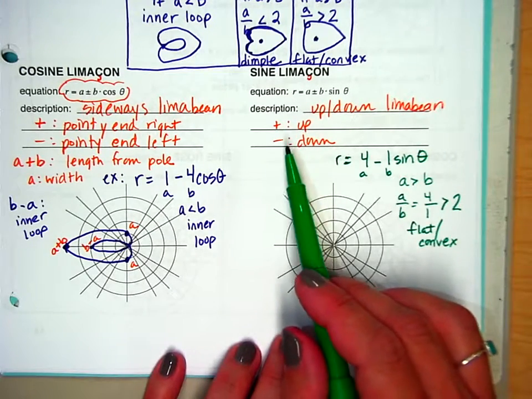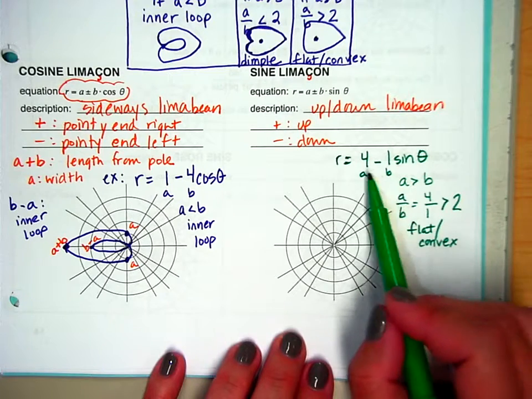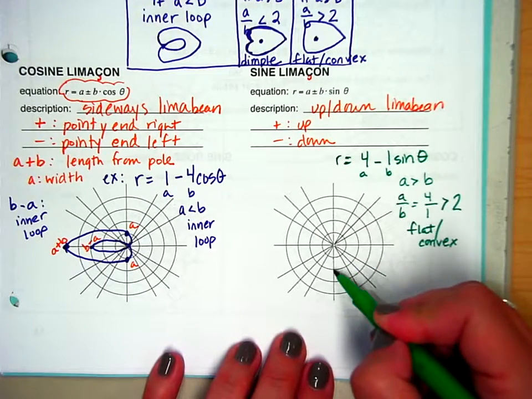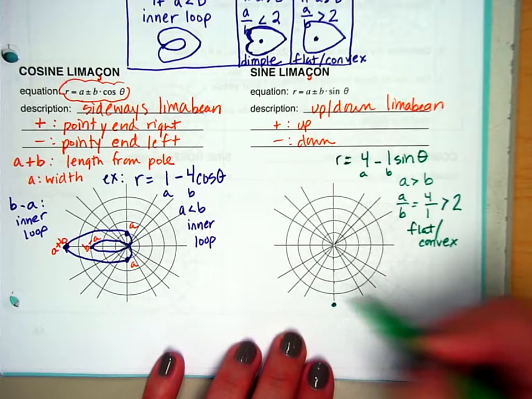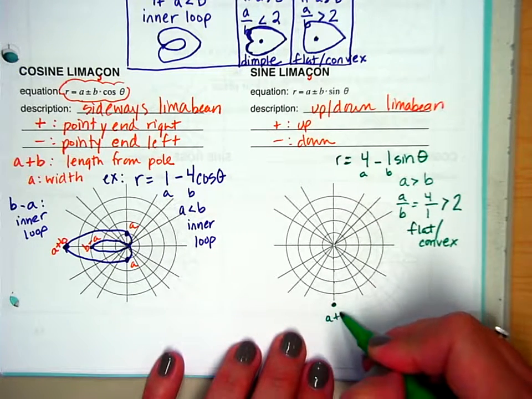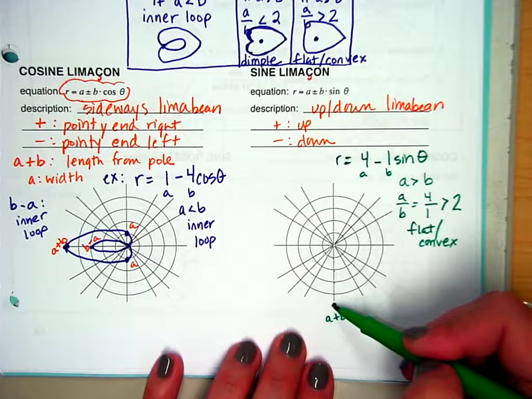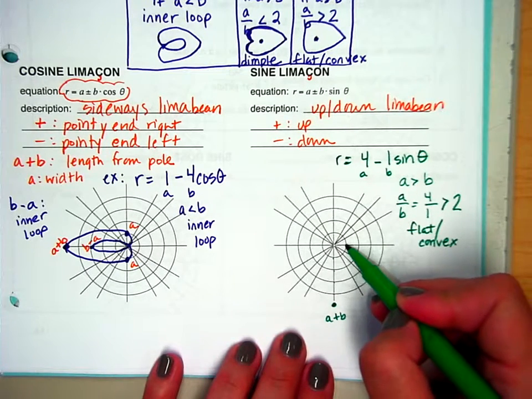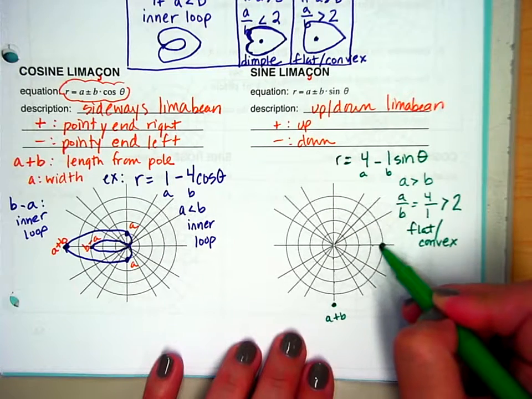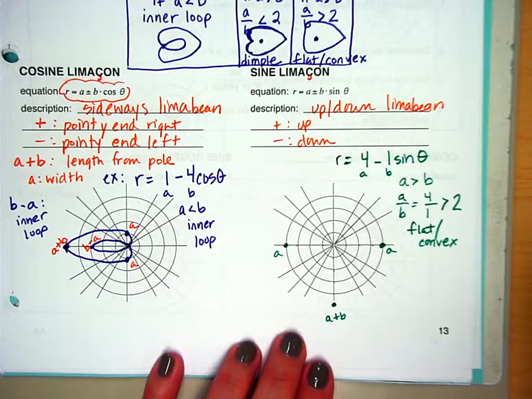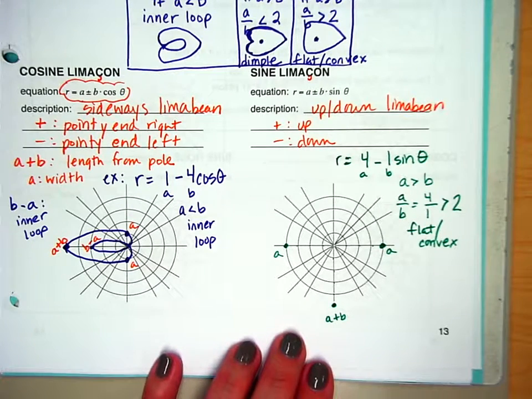All right. It was a minus, which means the pointy end is going to go down. The pointy end is still A plus B. So I still am going to go down 5. 1, 2, 3, 4, 5. So this is still A plus B. It's just down because it was negative. My width is still A. 1, 2, 3, 4. 1, 2, 3, 4. There's A and A.